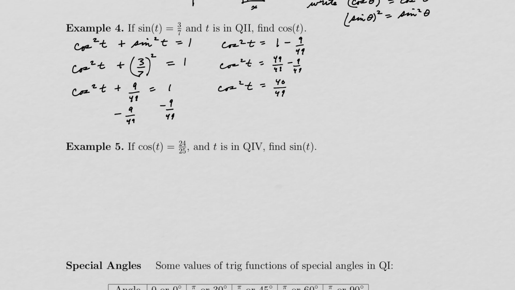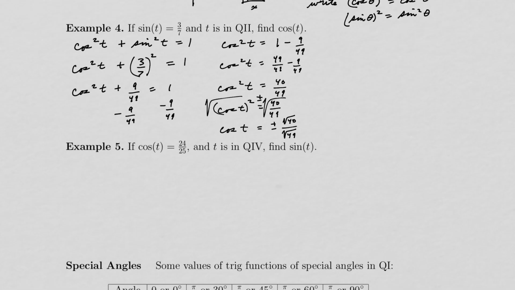And then how do I get cosine of t by itself? If I have cosine of t squared, remember this notation, cosine squared of t means cosine of t squared. Here, I'll even write it that way. I need to take the square root of both sides. But when you do that, don't forget it's going to be plus or minus. So cosine of t, since the square root of cosine of t squared is just cosine of t, equals plus or minus the square root of 40 over 49, which is the same as the square root of 40 over the square root of 49.